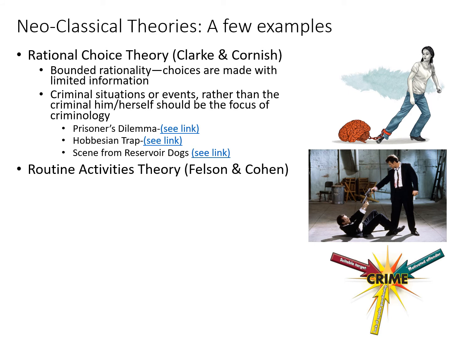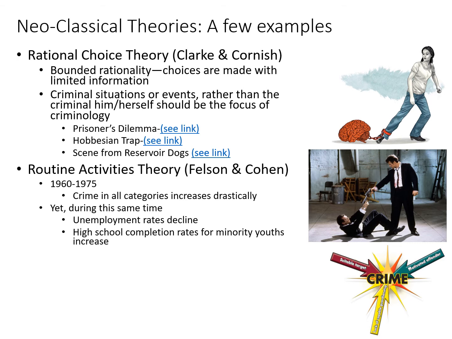Another really popular neoclassical, or rational choice based, theory is the routine activity theory by Felson and Cohen. Routine activities theory builds on empirical data looking at crime rates between 1960 and 1975. During this period, crime in all categories increased dramatically in the United States. Yet during the same period, unemployment rates were declining and high school completion rates for minority youth were increasing. So from a naive sociological perspective, one might expect crime to go down, not go up.